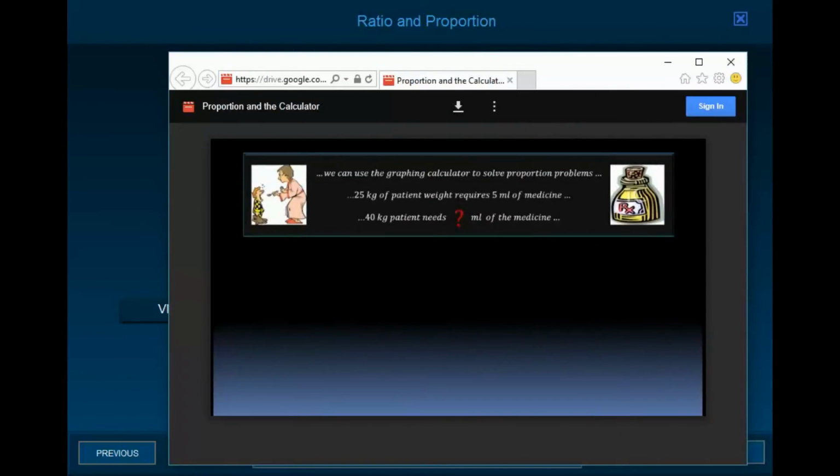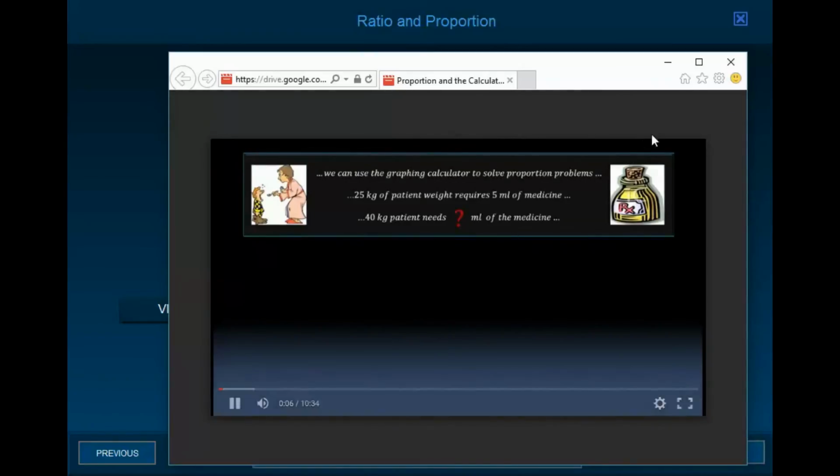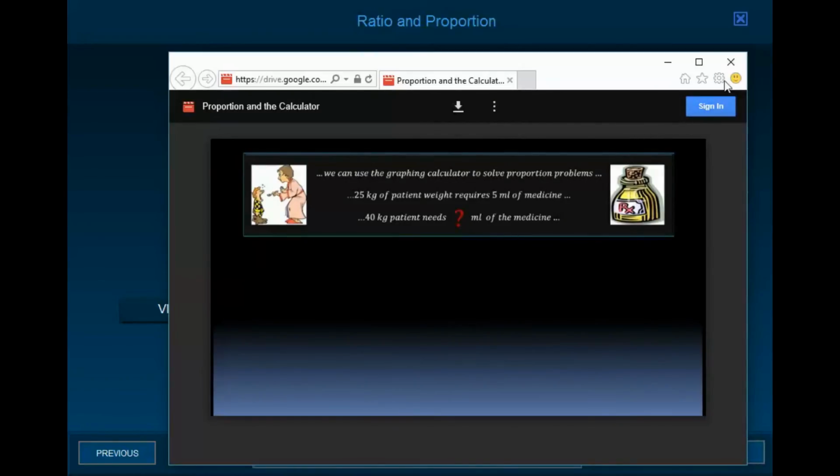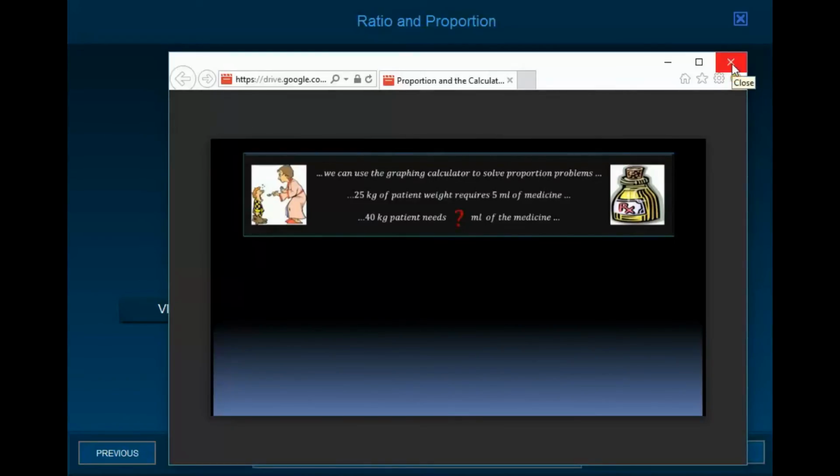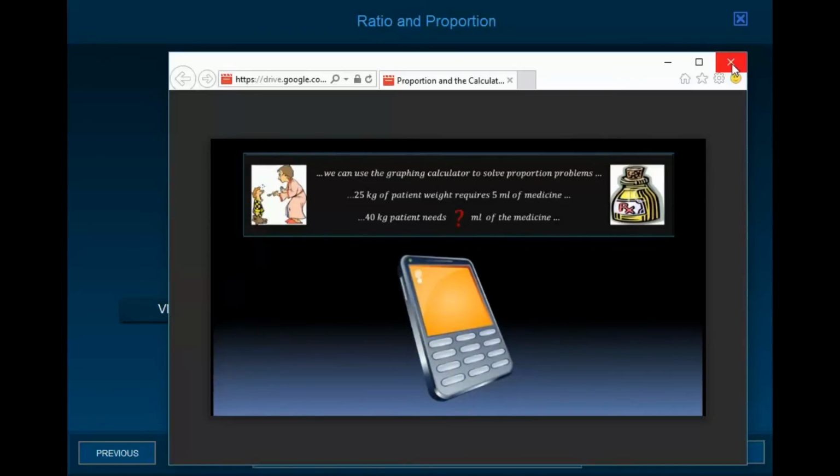We can use the graphing calculator to solve proportion problems. And we are going to rework our medicine problem using the calculator. Remember, the problem was 25 kilograms of patient weight requires 5 milliliters of medicine. We wanted to know if a patient weighs 40 kilograms, how many milliliters of medicine are required.